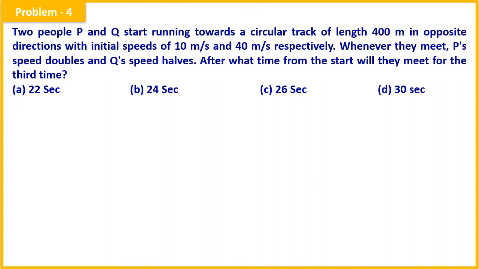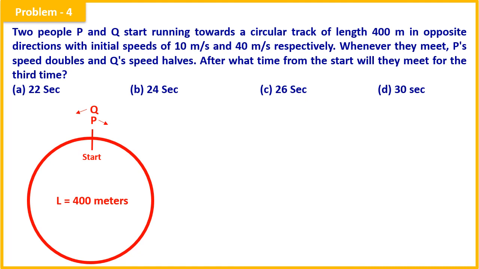Problem 4. Two people P and Q start running on a circular track of length 400 meters in opposite directions with initial speeds of 10 meters per second and 40 meters per second respectively. Whenever they meet, P's speed doubles and Q's speed halves. After what time from the start will they meet for the third time? So timing is asked here. This is a track and they start running in the opposite direction. The length of the track is mentioned and that is equal to 400 meters.